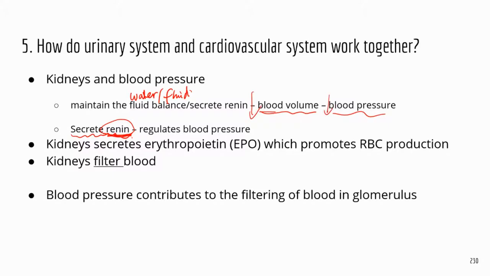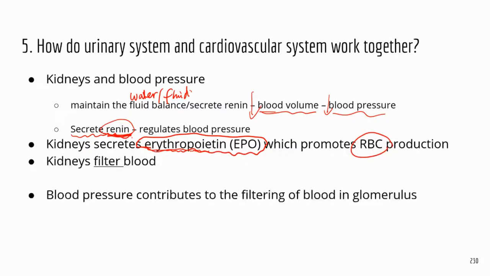All right. Kidneys also produce another hormone, which is called erythropoietin, or EPO. Erythro means red, right? Poiesis means production. So this hormone can stimulate the production of red blood cells.